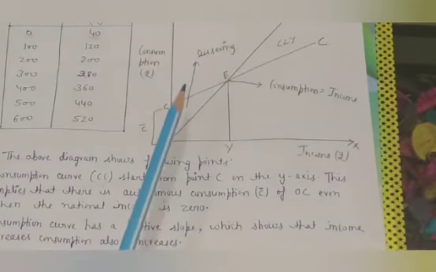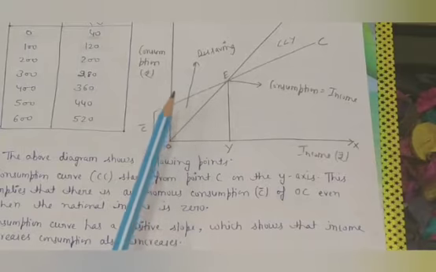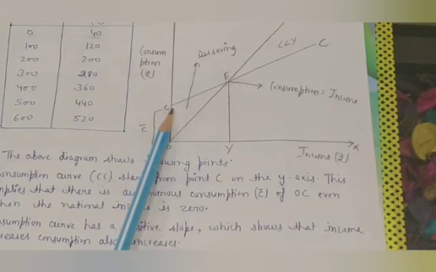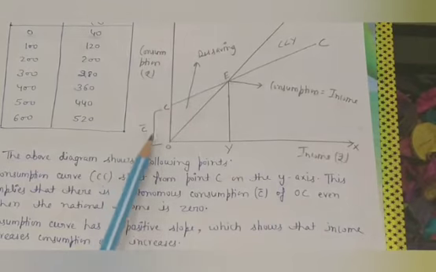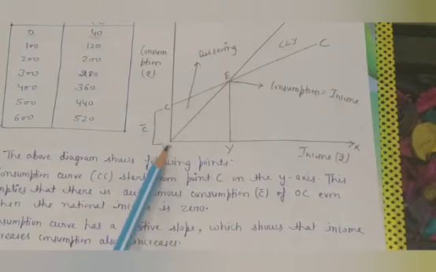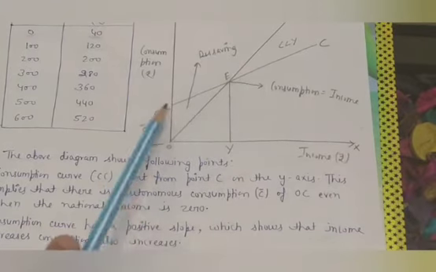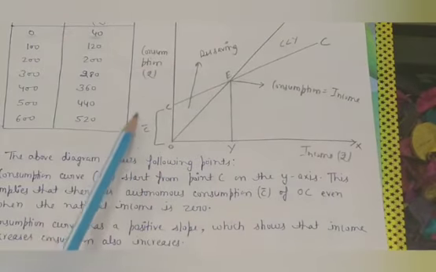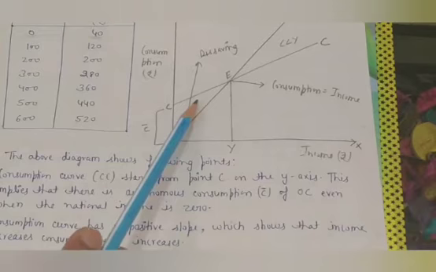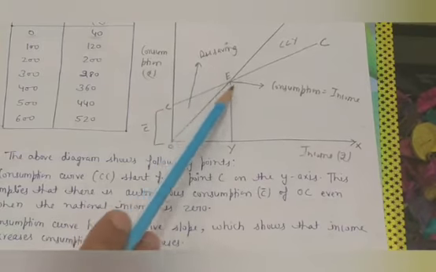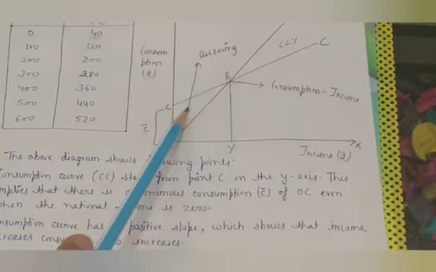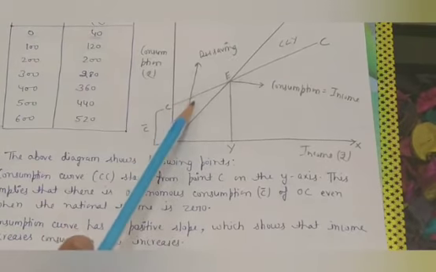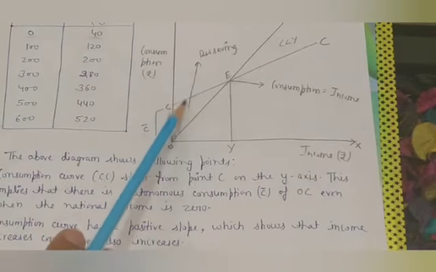First of all, I am repeating here. The consumption curve starts from point C on the y-axis. This implies that there is autonomous consumption, C bar or OC, even when the national income is zero. After this, the consumption curve has a positive slope, which shows that as income increases, consumption also increases. When income is less than consumption, before the break even point, dissaving will occur in an economy.